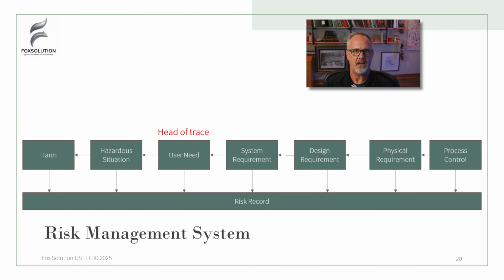So once again, we have this risk record. The risk record now traces to the harm, the hazardous situation, and then the head of the trace, which is the user need, but all of the requirement levels that are necessary to assure that we have this systematic view of how to mitigate the problem.